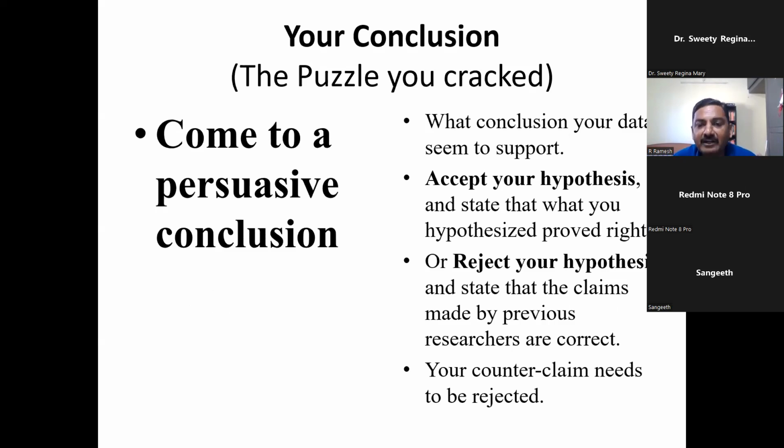And then finally come to a persuasive conclusion, right? Your conclusion must be persuasive. For somebody like me, when I read, I must be convinced, yes, what this man is arguing is correct, because he has very clear reasons, very clear data, very clear analysis, and very clear evidence. So I must be convinced, somebody must be convinced. To accept your hypothesis or reject your hypothesis, whatever you do, it must be convincing for somebody.